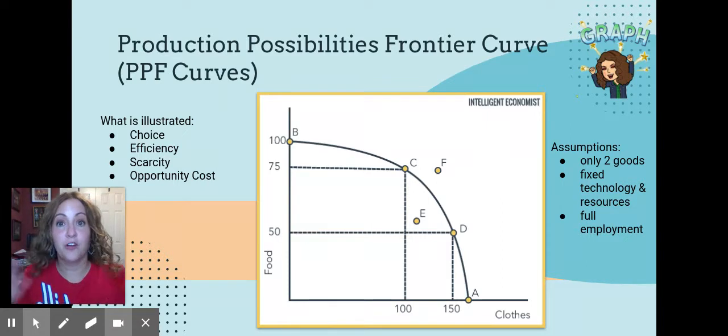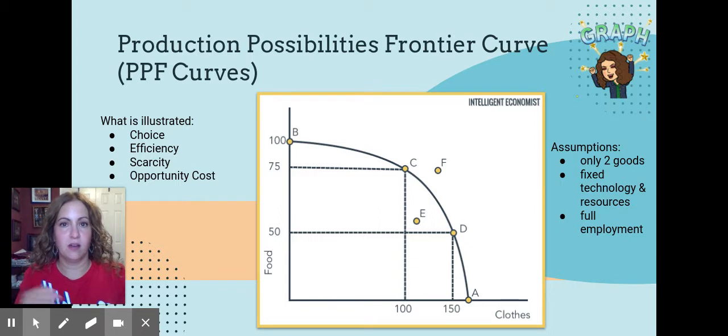Today we're learning our very first graph, so that's very exciting. It's called the Production Possibilities Frontier Curve Graph, or PPF for short. Sometimes you might see it referred to as PPC, PPFC, PPF Curve. That's how I've learned it, so that's how I've always said it. And you can see what it looks like on the screen.